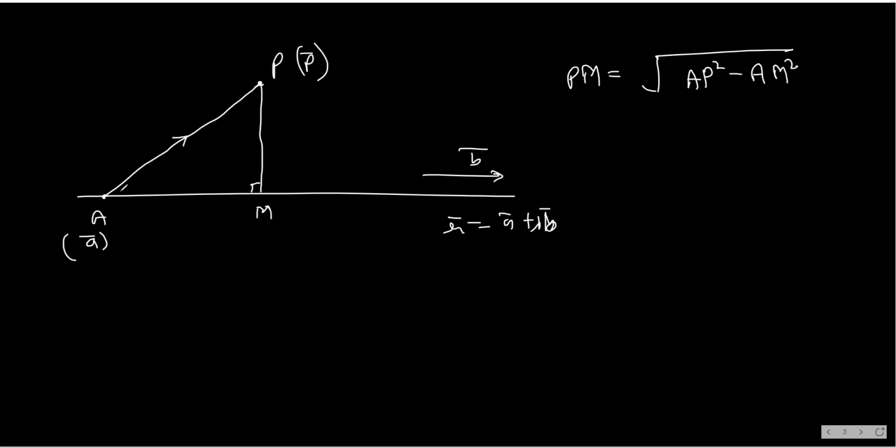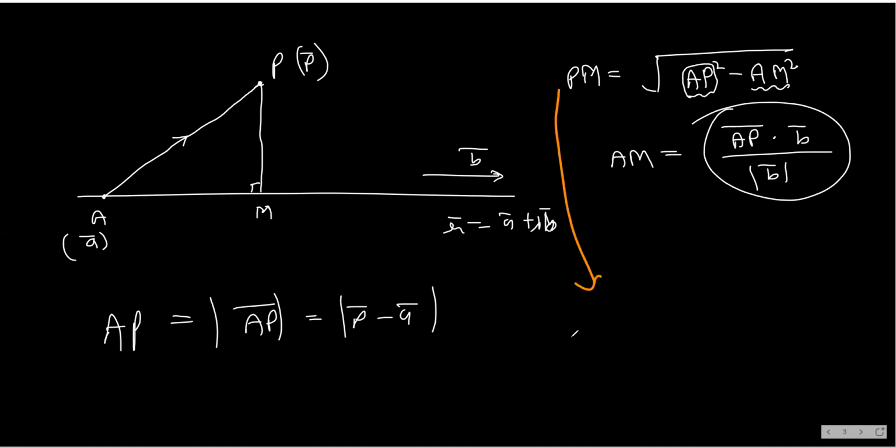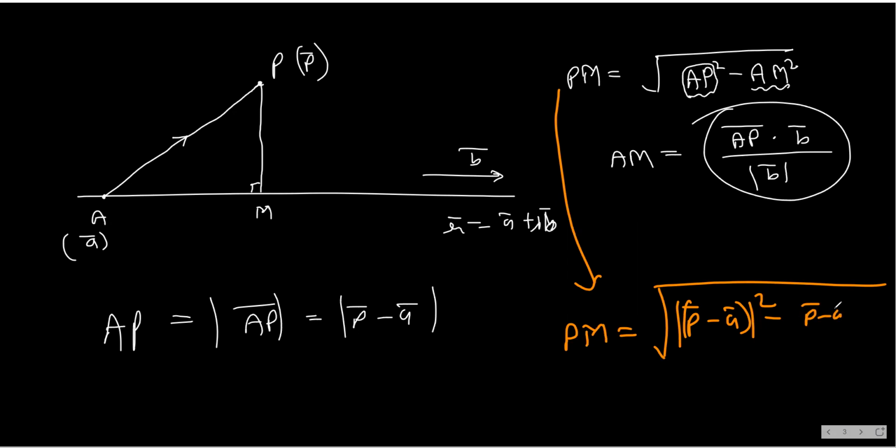You do not know AM, so you will apply projection of AP bar on vector B bar. So what is that? AM is AP bar dot B bar upon mod of B bar. In place of AM, you will substitute this. In place of AP, you will first find AP bar, which is P bar minus A bar, and then take the magnitude. So when you substitute these all, you get PM is equal to square root of AP square, that is P bar minus A bar magnitude square, minus AM square, which is P bar minus A bar dot B bar upon mod of B bar and square.